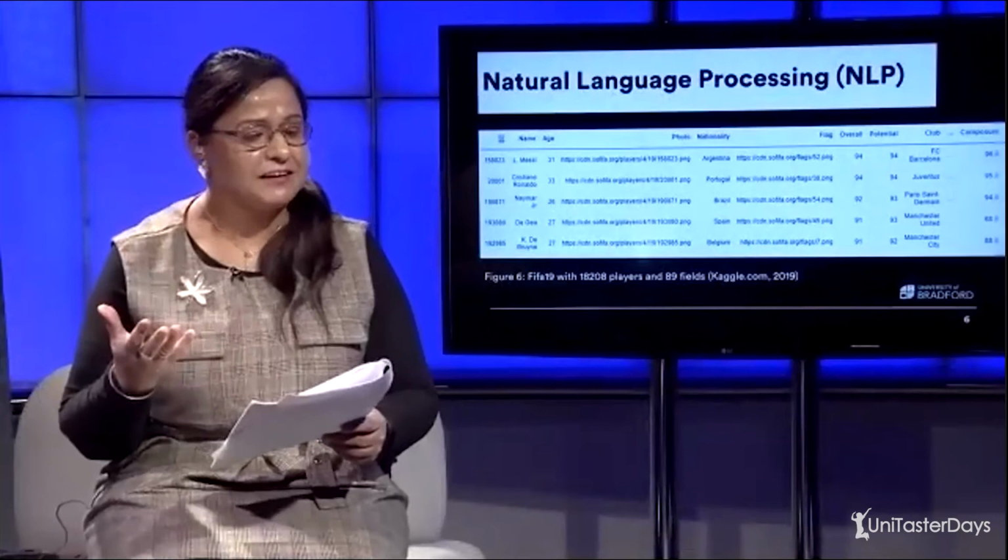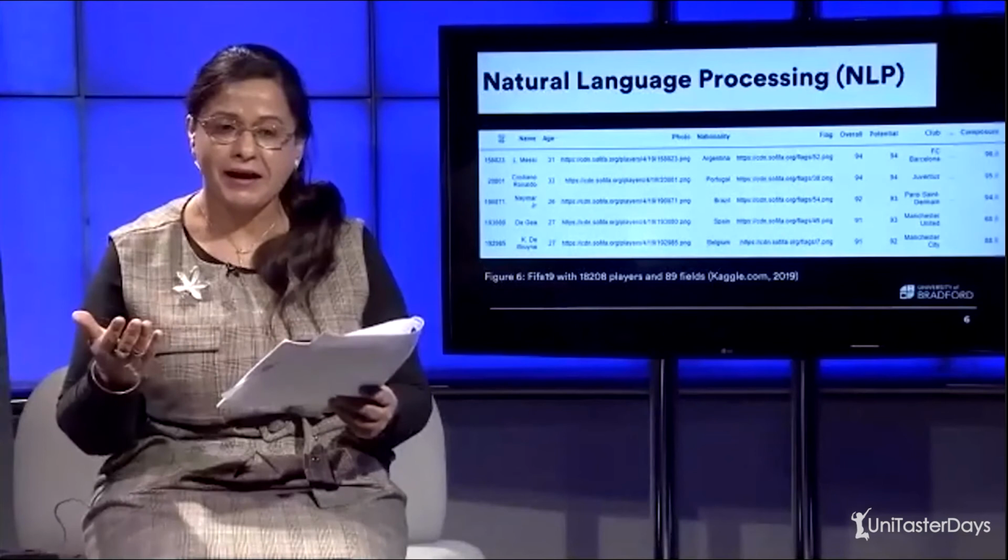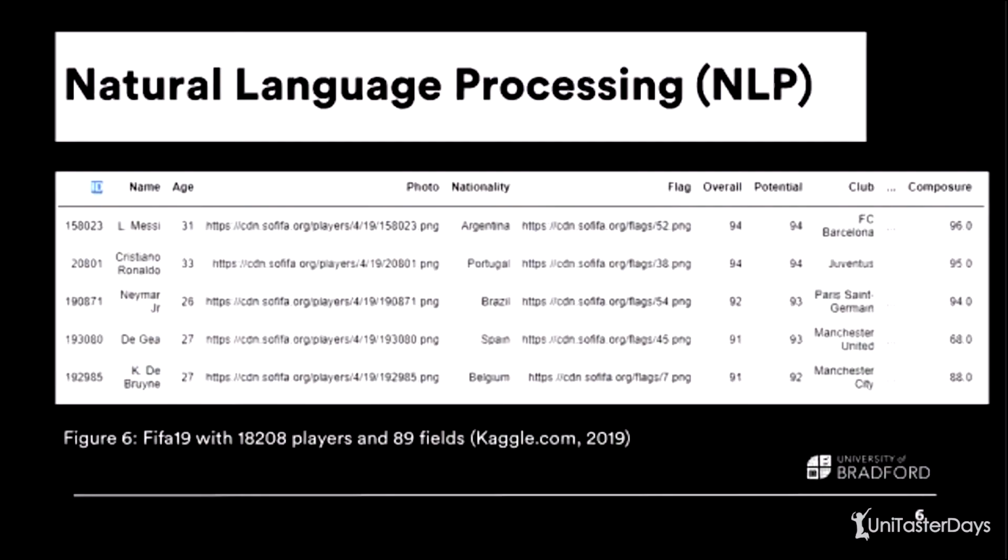Okay, so another area is natural language processing. So we are looking at text, and here I have an example of FIFA 19. There are 18,208 players and their data, and 89 pieces of information about them. And here we have Messi at the top with an overall performance score of 94.